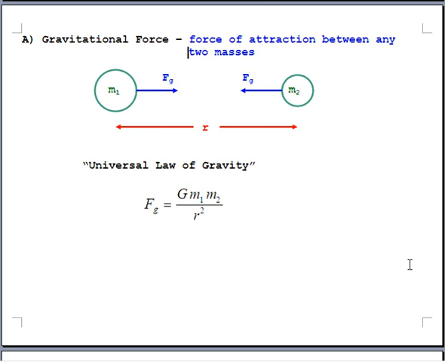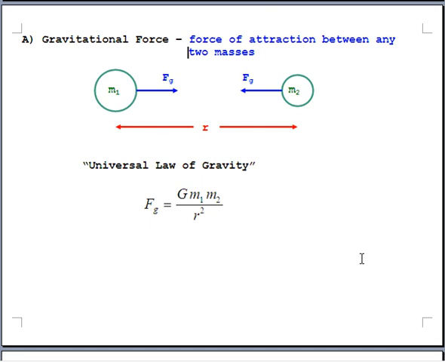And based on that little picture, we have an equation that Sir Isaac Newton came up with. It's called the universal law of gravity. It's universal because it's not Earth-specific. This equation actually would work on Mars or the Moon or anywhere that you want to go.